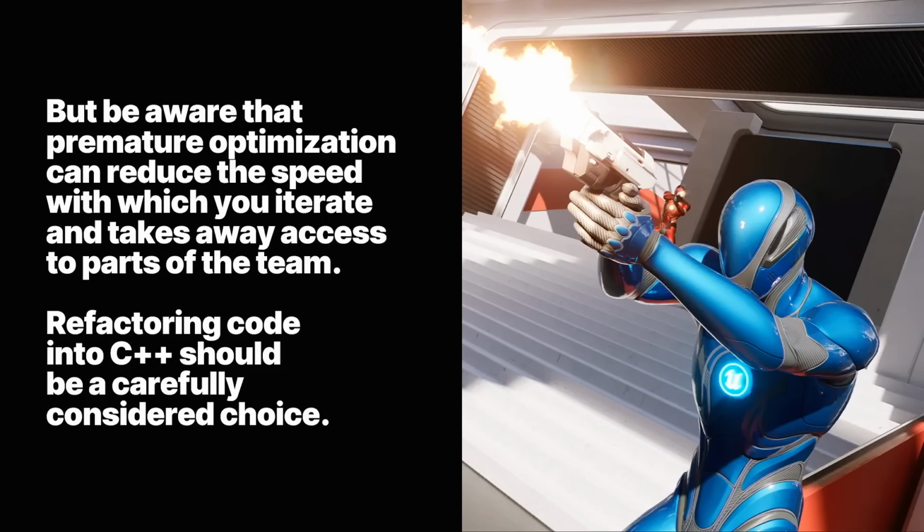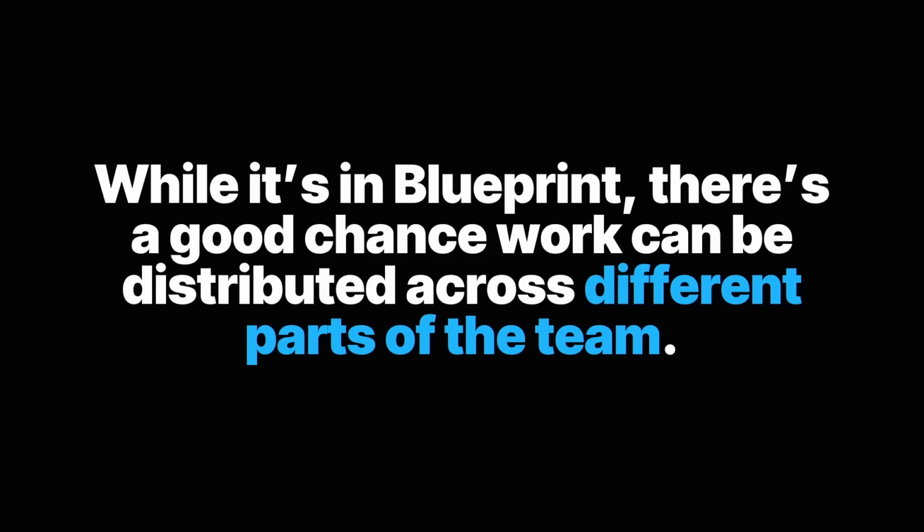Okay? Now, I just really want to hammer back on this point again: be aware that premature optimization can reduce the speed with which you iterate. The number of times I've seen people move stuff from Blueprint to C++, but the truth is their game was running at 25 FPS because of rendering issues and it had nothing to do with their Blueprint, and C++ is non-zero. So, do you actually need to make that optimization yet? And as long as it's in Blueprint, there's a good chance it can be distributed across different parts of the team, and that actually can reduce everyone else's workload.